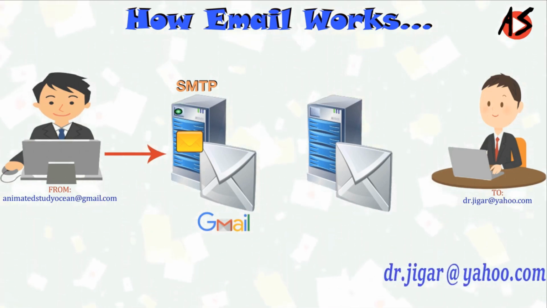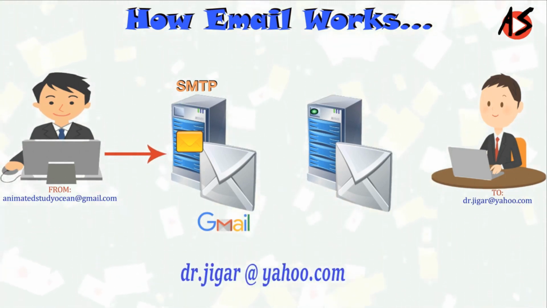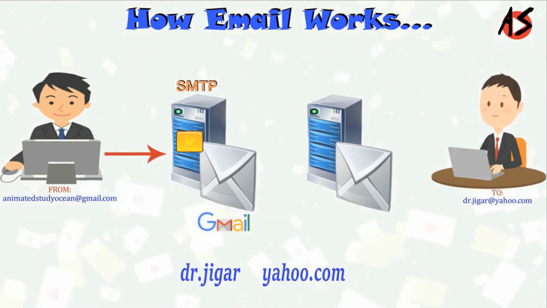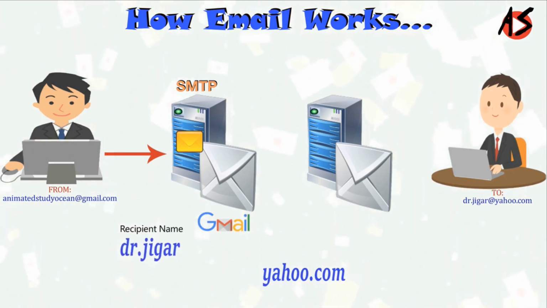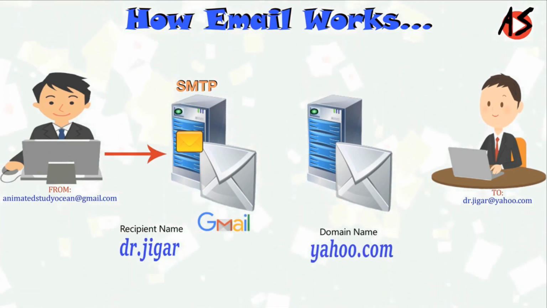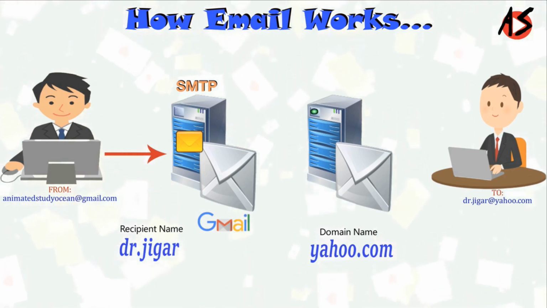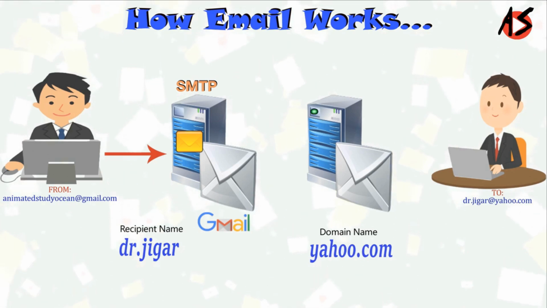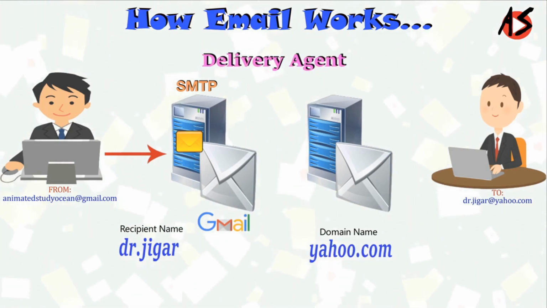The SMTP server takes the address, Dr. Jagar at yahoo.com, and breaks it into 2 parts: the recipient name, Dr. Jagar, and the domain name, yahoo.com. If the address had been another user at gmail.com, the SMTP server would simply hand over the message to the POP3 server using a little program called the delivery agent.